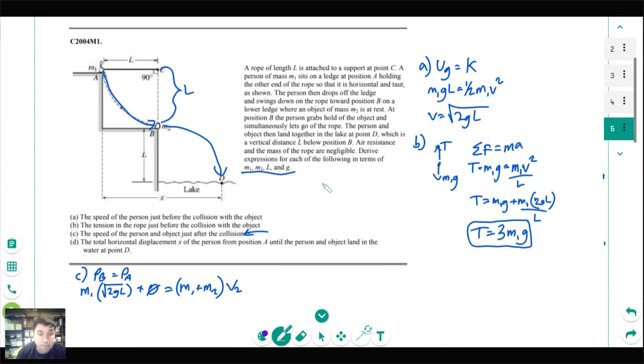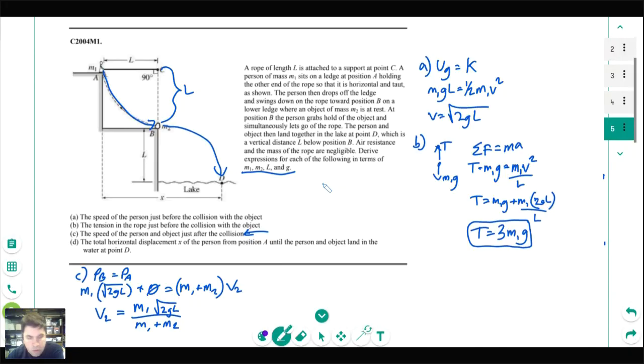So we just divide, right? That's all it is. So our velocity must be M1 square root of 2GL over M1 plus M2. All right, and there is that part.